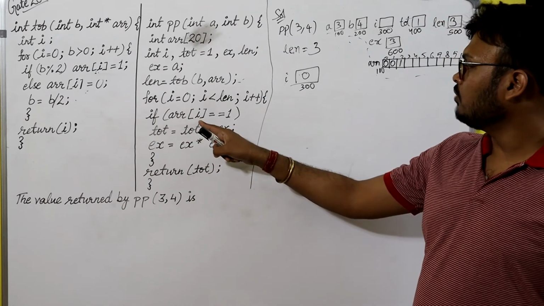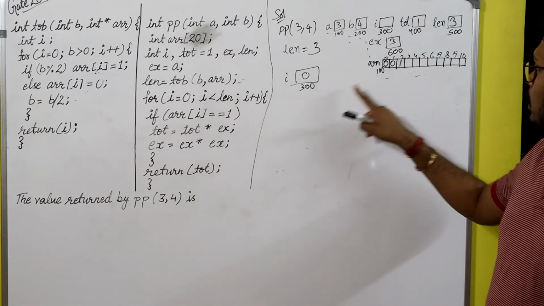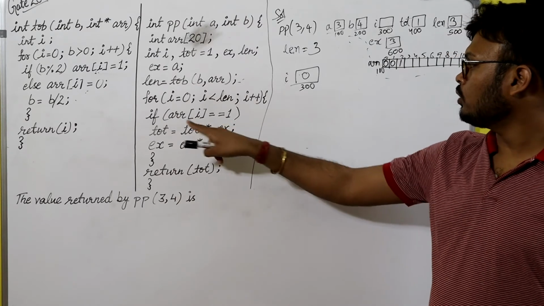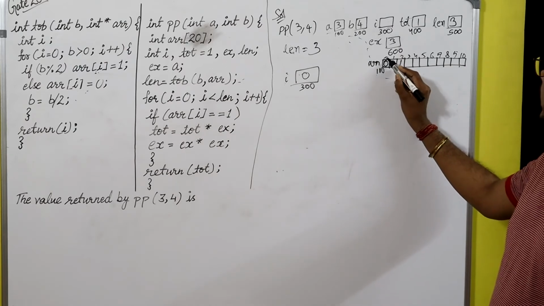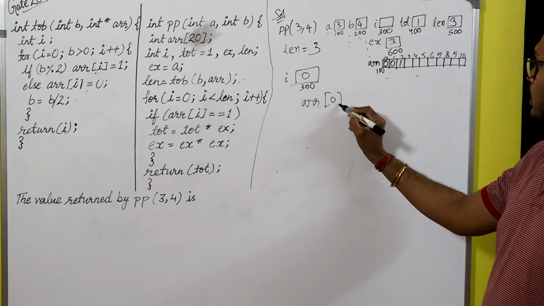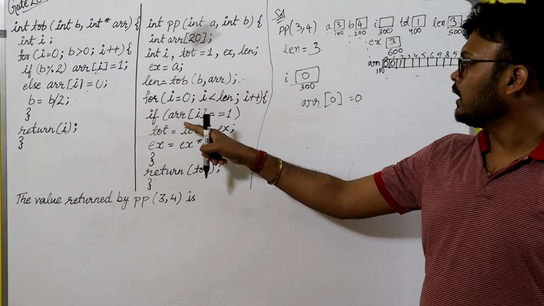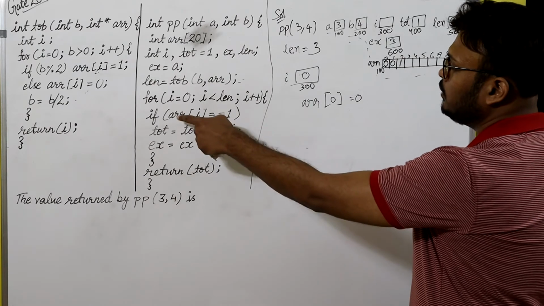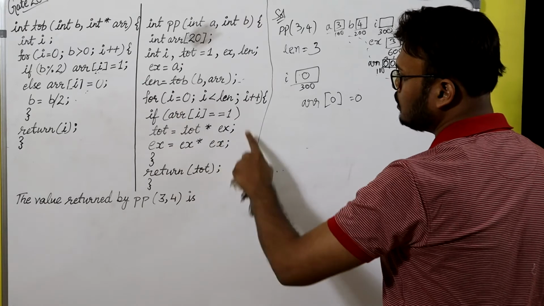If ARR of I equal to 1. So what is ARR of I? I is 0, so ARR of 0 equal to 1. What is ARR of 0? ARR of 0 is 0. But here it is comparing with 1. So 0 is not equal to 1. So it means this if is false.